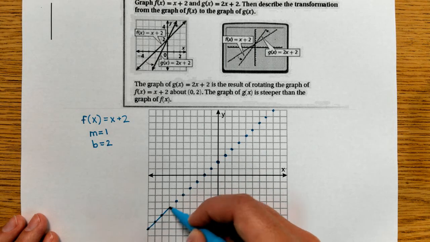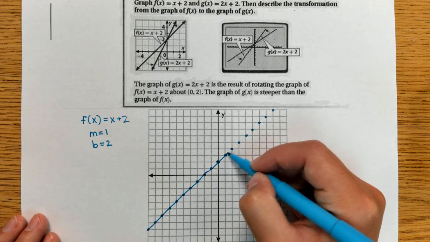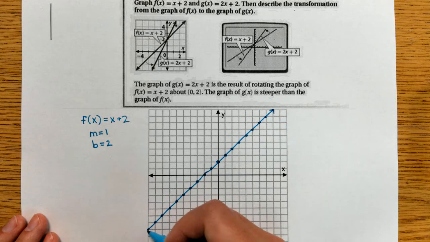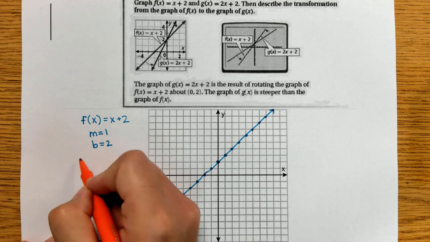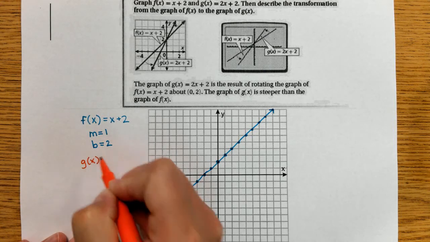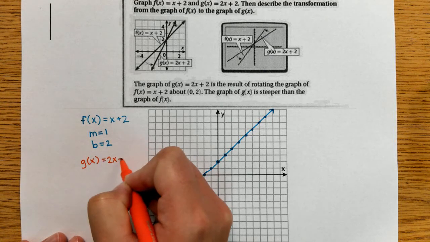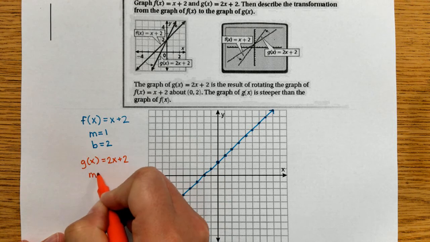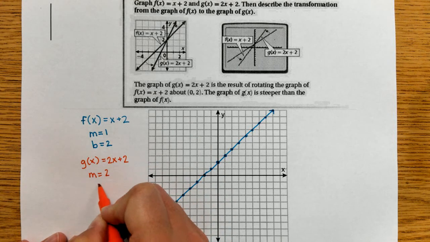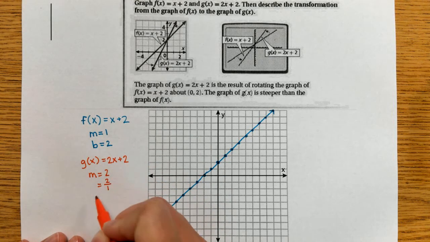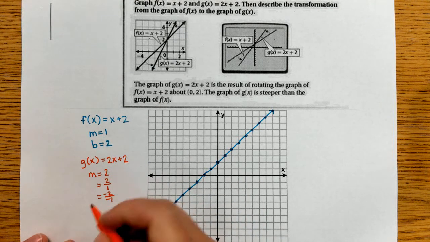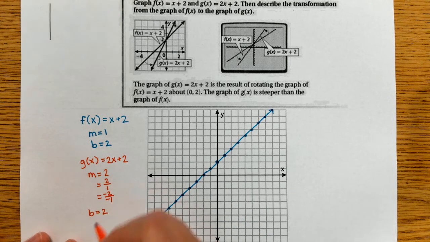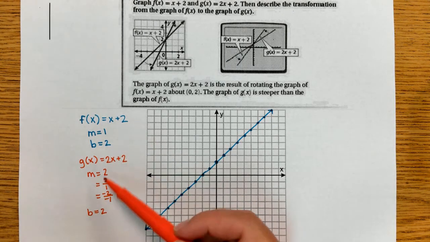And then I'm going to connect my dots to form my graph for f of x. Now my second graph is g of x equals 2x plus 2. My slope here is 2, which means 2 over 1, or negative 2 over negative 1. And then my intercept is 2. Okay, so with rotations, you share the same intercept.